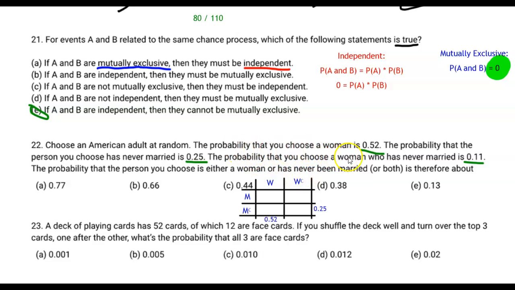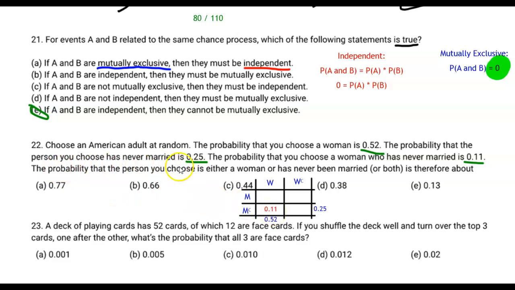Next, the probability that you choose a woman who has never been married. This is not marginal, but this is a joint probability, the probability of two things happening, woman and never married. That's 0.11. So that goes here. And again, we're calling that a joint probability because it's the joining of these two different events.